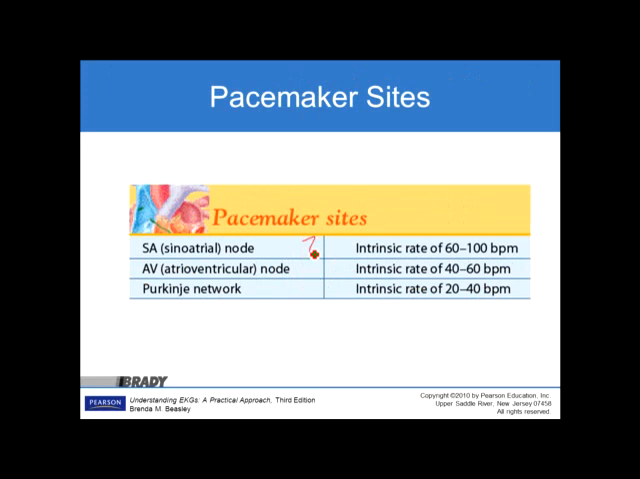This is your primary pacemaker site, which is the sinoatrial node. This is your secondary pacemaker site, which is the atrioventricular node, and this is, last but not least, the last site that we have, which is the Purkinje network, or the ventricular muscle itself. Each one of them has intrinsic rates. The SA node has an intrinsic rate of 60 to 100 beats per minute. The AV node has an intrinsic rate of 40 to 60 beats per minute. And the ventricular muscle, or the Purkinje network, has an intrinsic rate of 20 to 40 beats per minute.